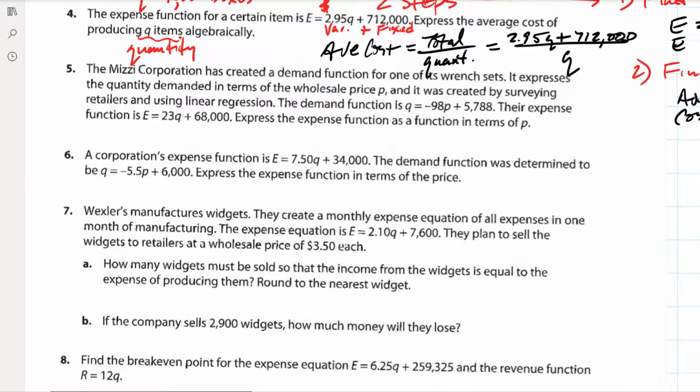All right, number 5. The Mizzy Corporation has created a demand function for one of its wrench sets. It expresses the quantity demanded in terms of the wholesale price P, and it was created by surveying retailers and using a linear regression. The demand function is Q, and their expense function is E. Express the expense function in terms of P, the price.